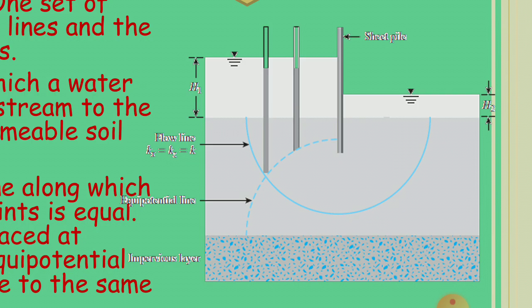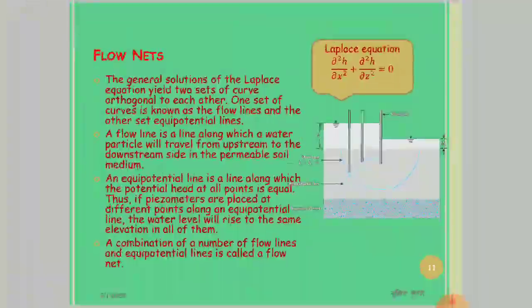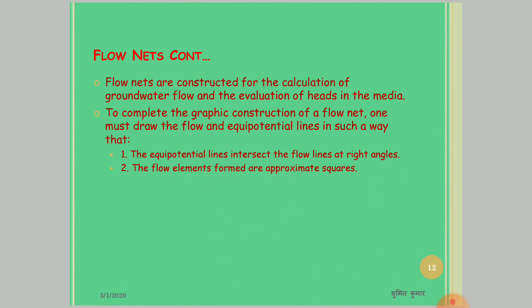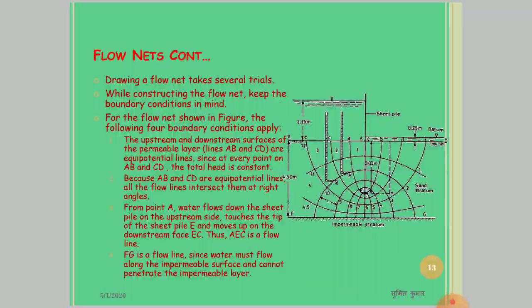The network of such flow lines and equipotential lines intersecting at right angles to each other is called a flow net. Flow nets are constructed for the calculation of groundwater flow and the evaluation of heads in the media. To complete the graphic construction of a flow net, one must draw the flow lines and equipotential lines in such a way that the equipotential lines intersect the flow lines at right angles. The flow elements formed are approximate squares.